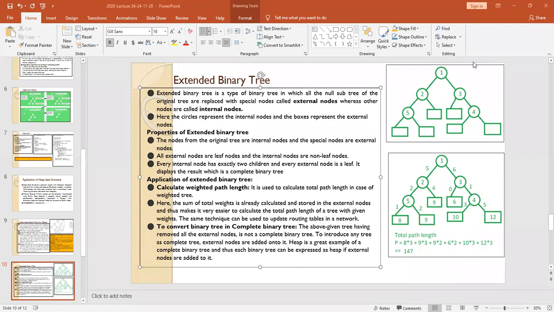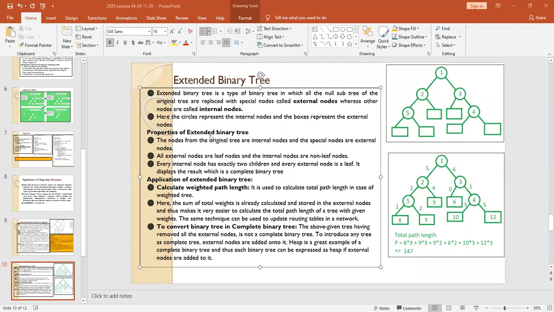So you can go with this particular diagram. Here the circles represent internal nodes. So which are the internal nodes? What you are having in the circle, that one we call an internal node, and boxes represent the external nodes. So which are the external nodes? All the leaf nodes. Here you can see the right child, here it is left. All these boxes represent external nodes and circles represent internal nodes. So that is called an extended binary tree.